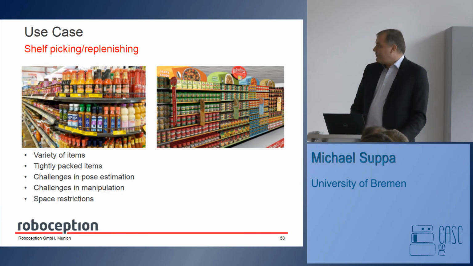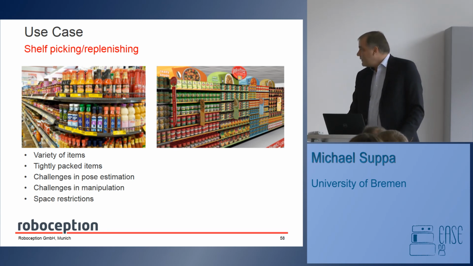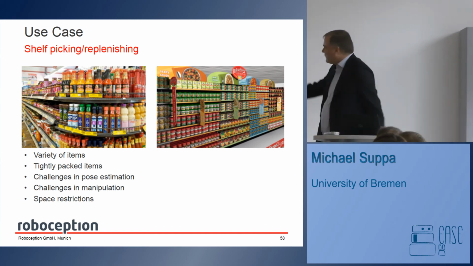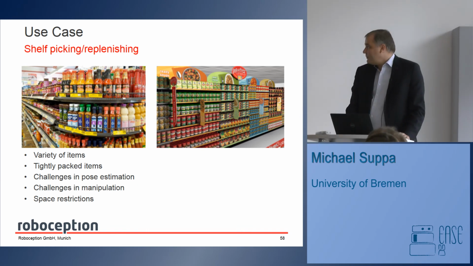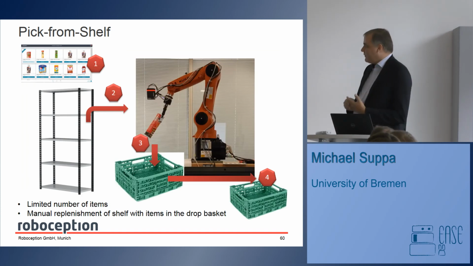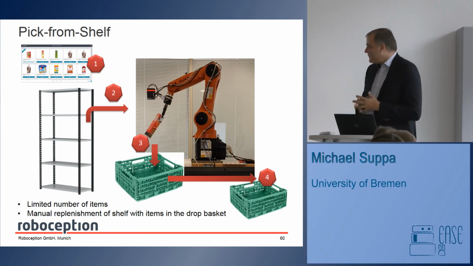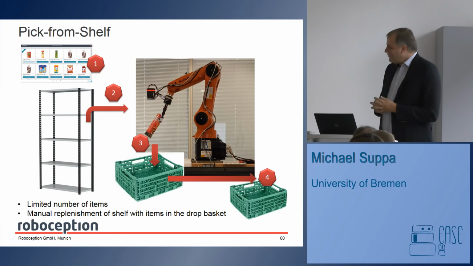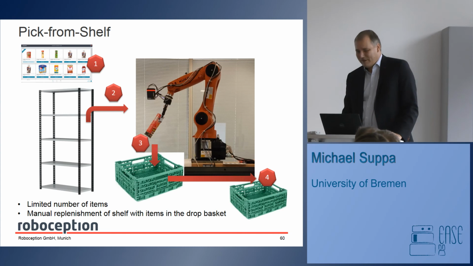Another use case is shelf picking, replenishing. That's also a very similar use case to what you have here in your scenarios. Of course, the problem is that there are tightly packed items. You have the challenge in manipulation. You have a lot of constraints because there's not much space, and you have a large variety of objects. So just to show you what we did, basically it is the pick from the shelf. We didn't do the replenishment yet because of placing of objects, and Markus already said that. It's not really research, but it's also difficult. So we didn't do this in the first step because the picking is much easier than the placement.